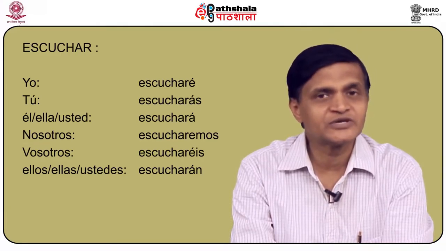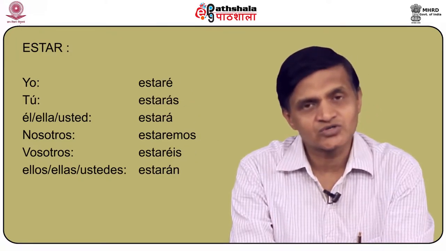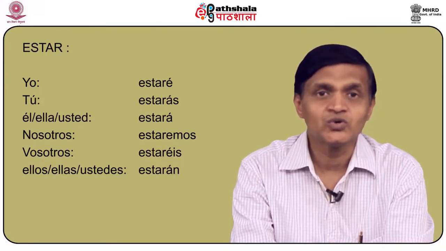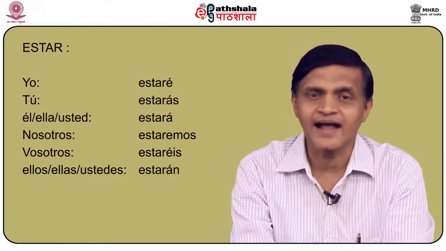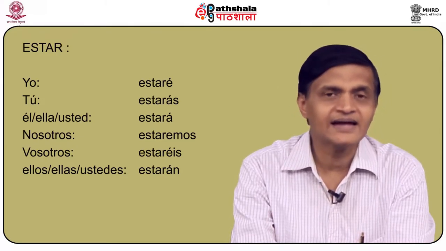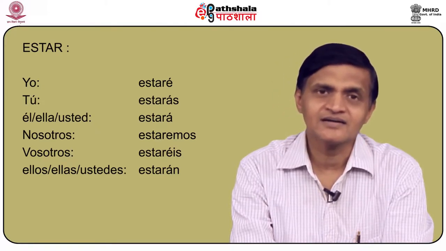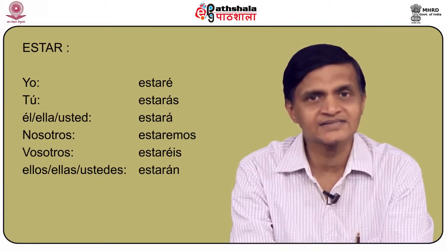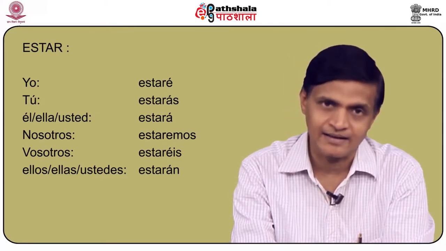Another verb that we've always been insisting is very important is estar, to be. How do we conjugate estar in the future tense? We conjugate it in the following manner. Yo estaré. Tú estarás. Él, ella, usted estará. Nosotros estaremos. Vosotros estaréis. And ellos, ellas, ustedes estarán. I repeat, estar in the future is conjugated in the following manner. Estaré, estarás, estará. Estaremos without accent, estaréis, and estarán.